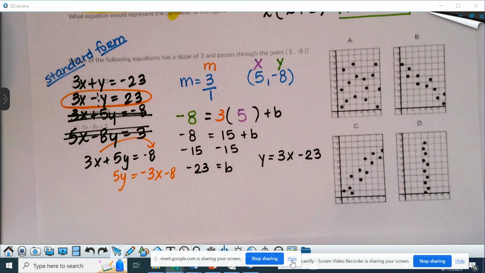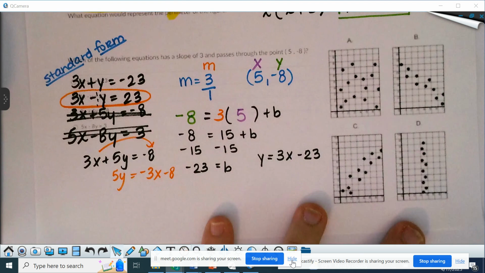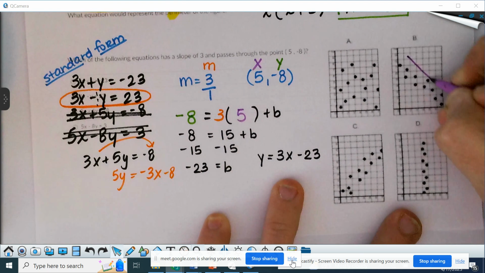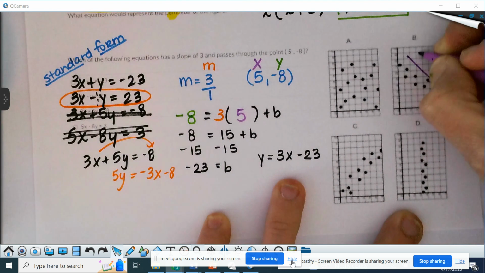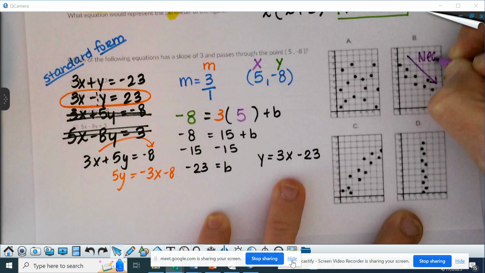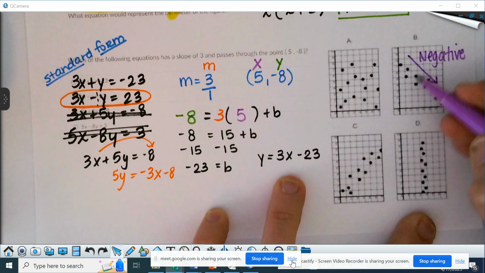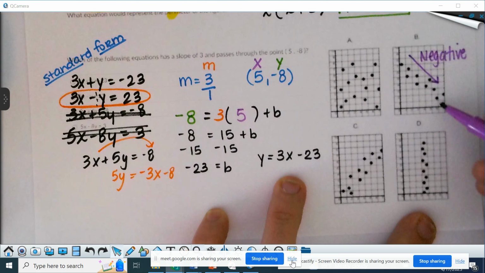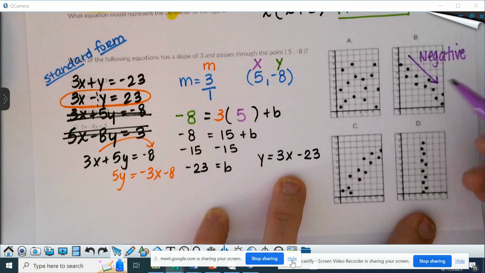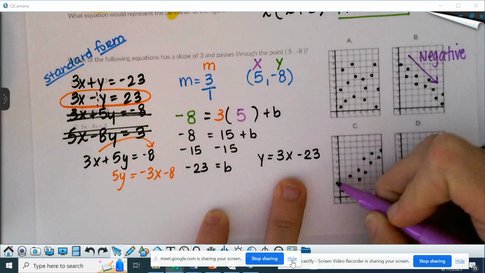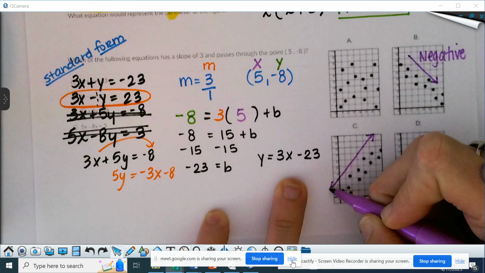I just wanted to make sure when we looked at these, talking about correlations, this one is a negative correlation because it is going down from left to right. It's fairly strong because it looks pretty close to a line. If this is negative, what will we call C? Does C have a correlation, and if so, what kind?